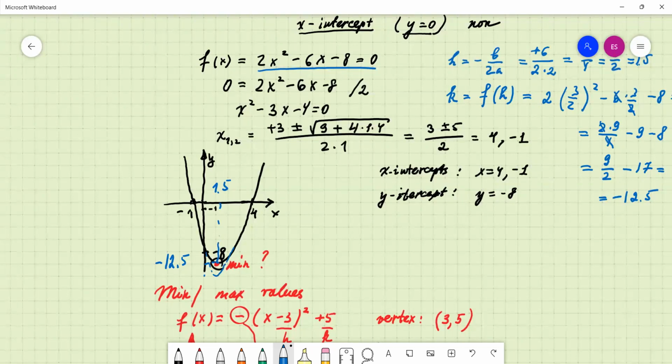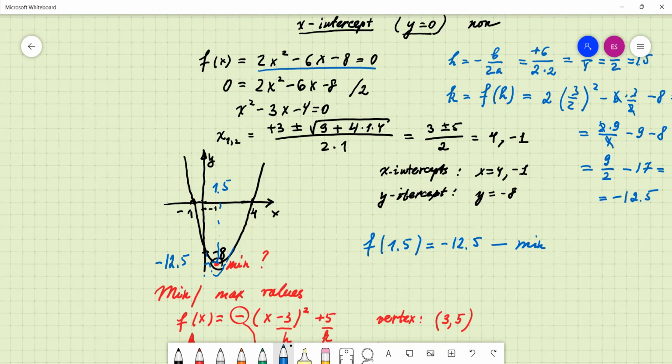Okay. So now for minimum, what do we have? Minimum is actually the vertex, right? F of 1.5 equals negative 12.5. That's going to be the minimum of the parabola. Okay, please memorize the formula minus b over 2a. It's very, very helpful.